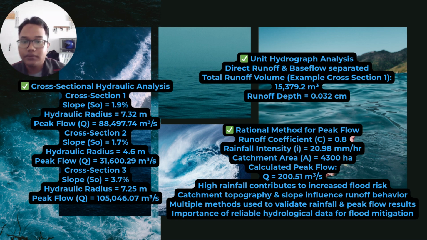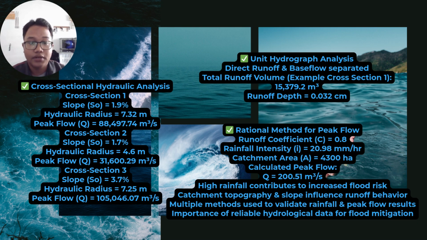For cross-section 3: slope 3.7%, hydraulic radius 7.2425 meter, and peak flow 105,046.7 meter cube per second. Unit hydrograph analysis, direct runoff as flow rate, total runoff volume. For example, at cross-section 1, 15,379.2 meter cube, and runoff depth we got 0.032 centimeter.